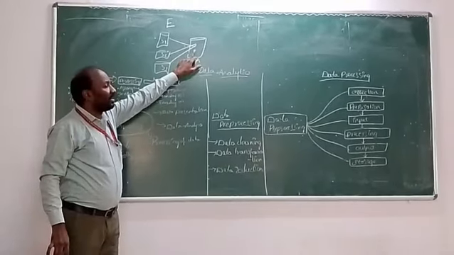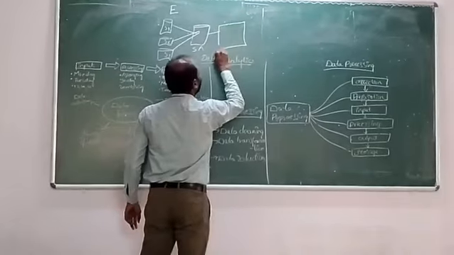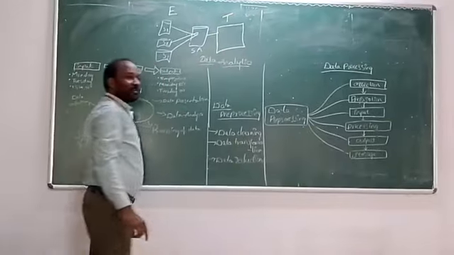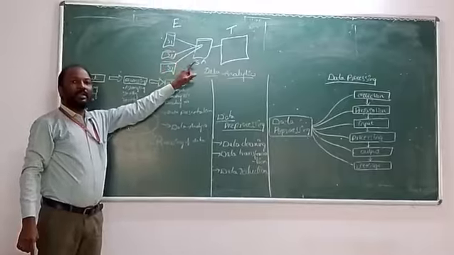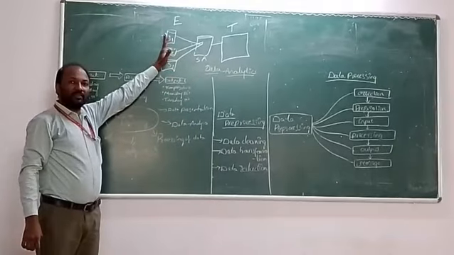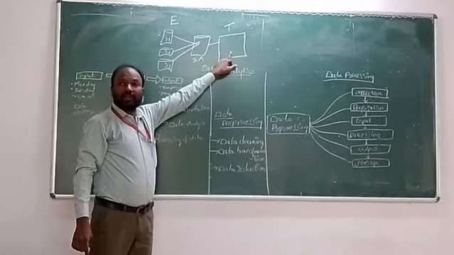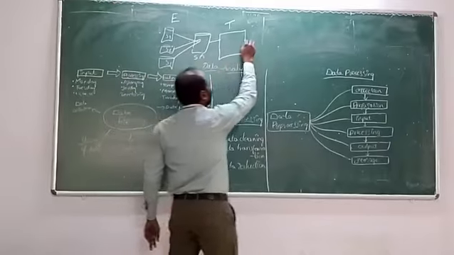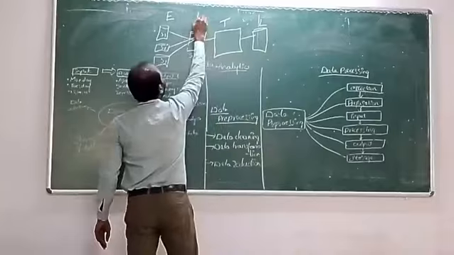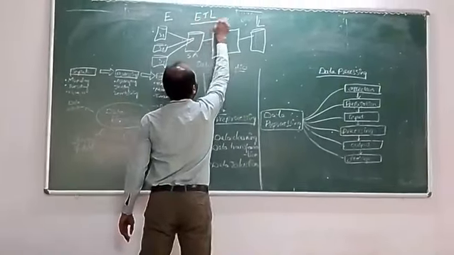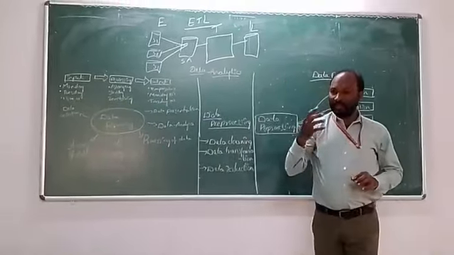After the staging area, whatever data is there, we can transmit it. In ETL, transformation means one format of data will be converted into another format. This formatting is nothing but the transformation of the data. After transformation, we are loading the data. Finally, this is the ETL process: extracting the data, the next one is transforming the data, the next one is loading the data.